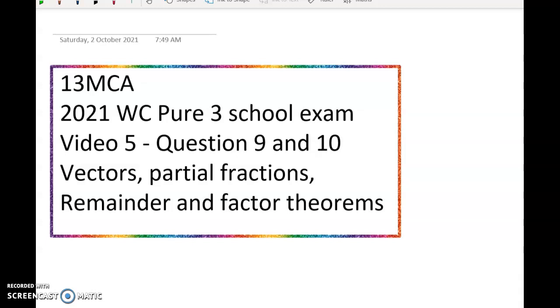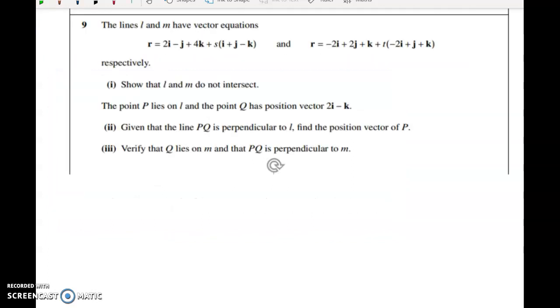Kia ora Year 12, here are questions 9 and hopefully question 10 as well from the school exam this year. So we're going to start with the vector question, which was question 9.